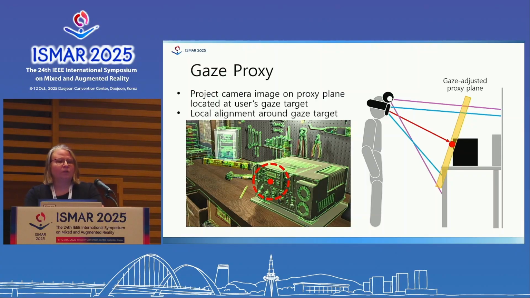And then third, our novel gaze proxy approach, where we again use the plane, and we also use eye tracking, and we move the plane to the user's fixation point. So you have the same issues as with the proxy plane, that if the scene does not fit the plane, you have misalignments, but because we move the plane to the fixation point, you will have good alignment at the point where the user is currently looking. And as our study results will show, for many tasks that is good enough.